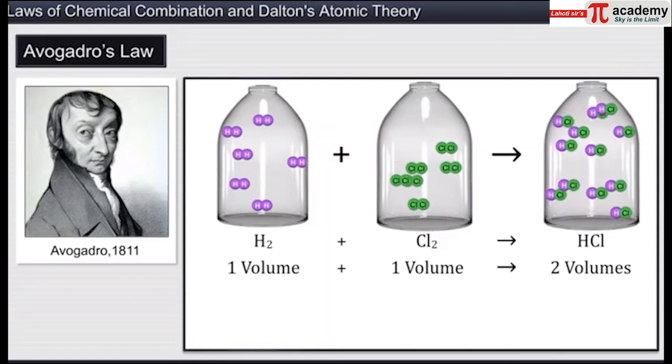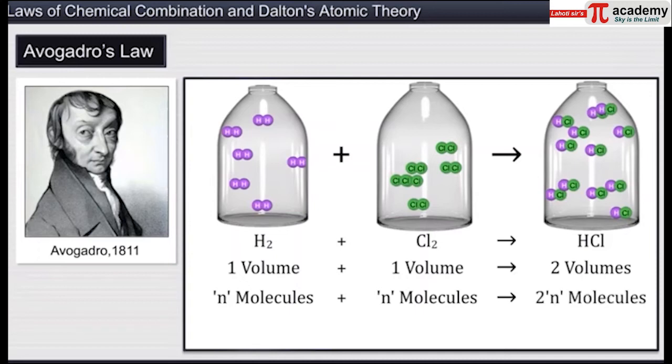For this to be true, it would mean that the number of molecules in 1 volume of hydrogen, N, will be equal to the number of molecules in 1 volume of chlorine, N. During the reaction, they will form 2 volumes of hydrogen chloride gas, which will contain N plus N, that is, 2N number of molecules, which means that the number of molecules in 1 volume of hydrogen chloride is equal to N. Thus, proving Avogadro's law.